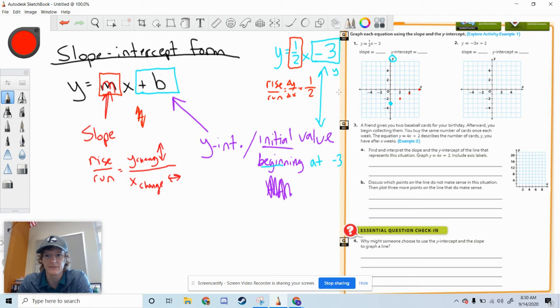So I'm going to do the opposite. I'm going to go -1 and -2, which equals 1/2. So I'm going to go down 1 and left 2, which is the same thing as up 1 and to the right 2. So I'm going to do it again, just keep our pattern going, and I should have all of these points. And I would expect to see all of these points on your line. So let's go ahead and connect our dots.